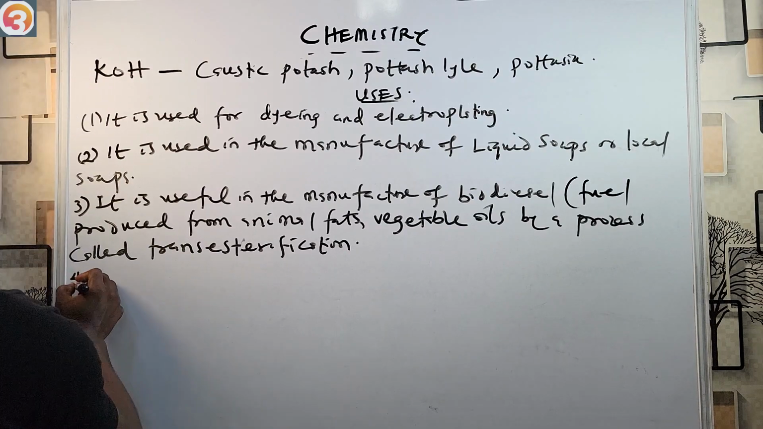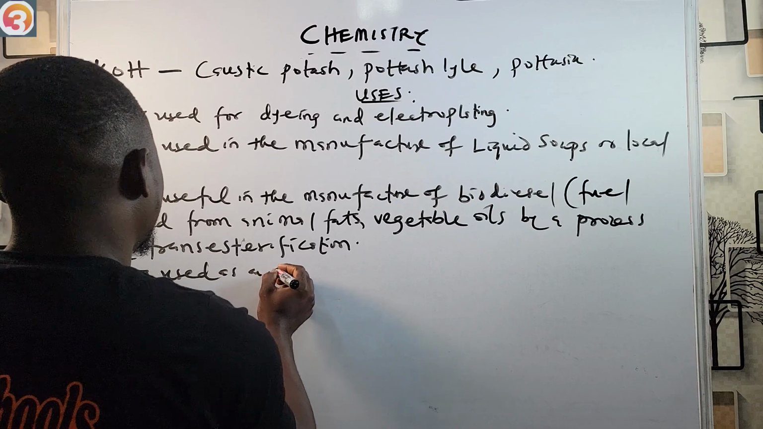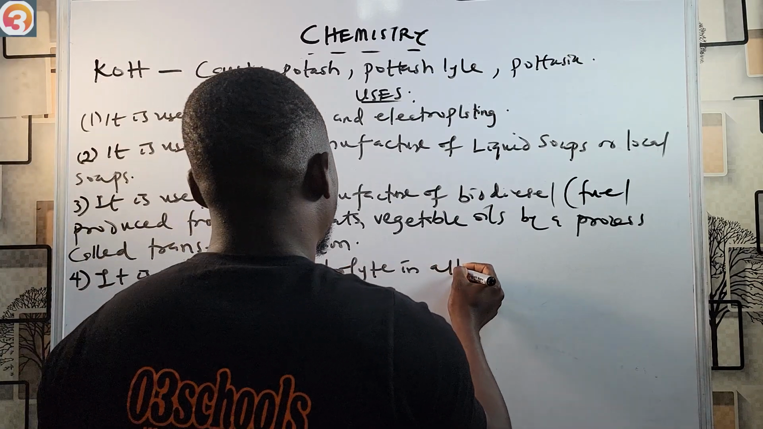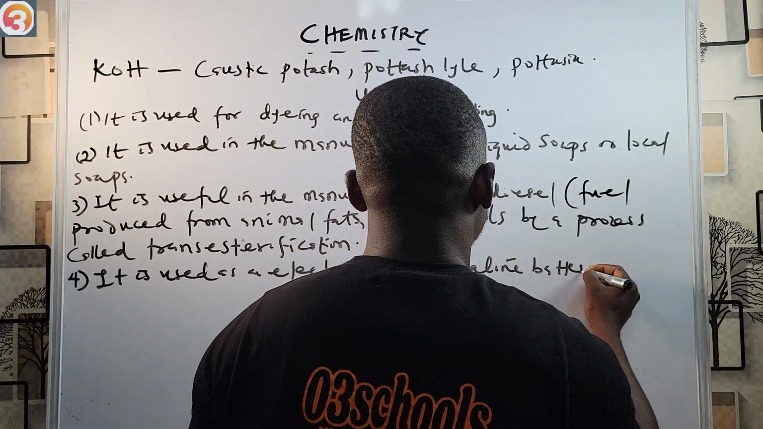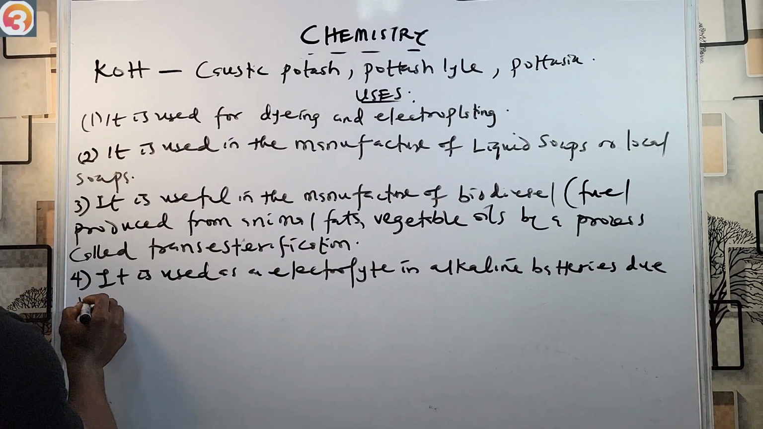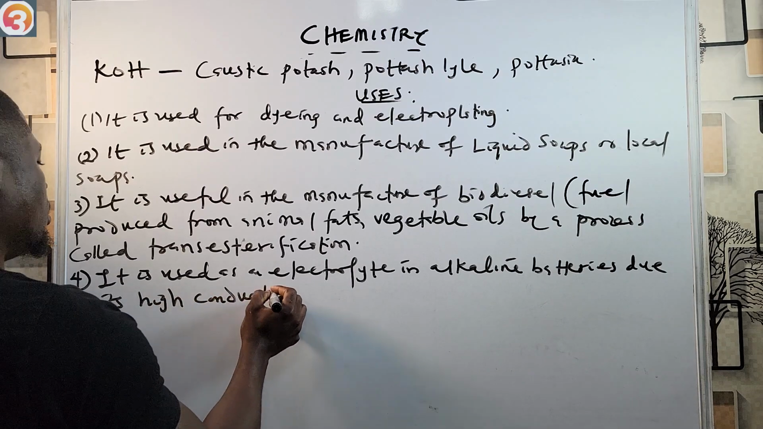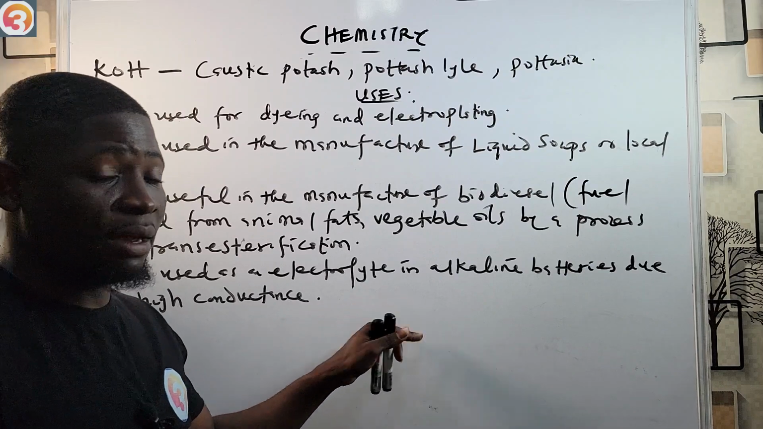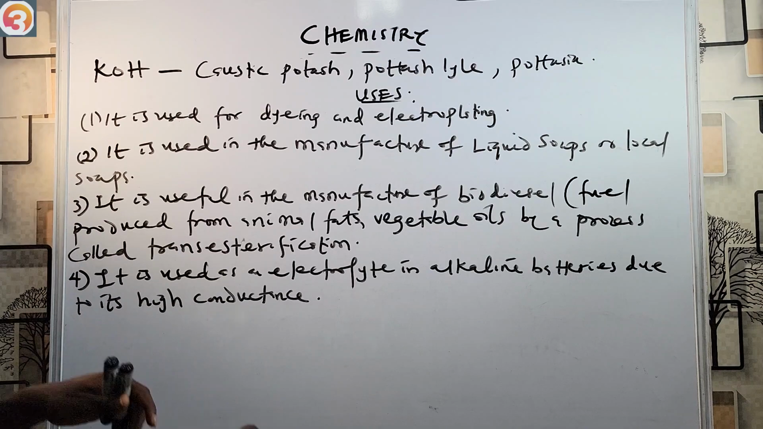Another use is as an electrolyte in alkaline batteries due to its high conductance. So KOH is used as an electrolyte in alkaline batteries because of the high conductance that it has.